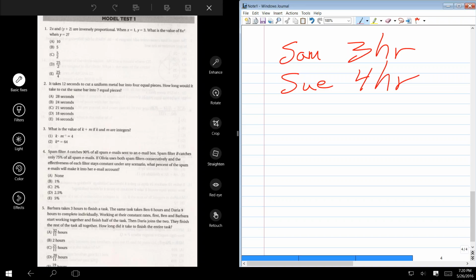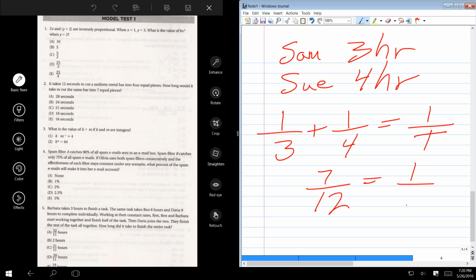It's analogous to having resistors in parallel. So you're going to go 1 over 1/3 plus 1 over 1/4. Well, actually, it's 1 over 3 plus 1 over 4 equals 1 over the time. If you add those two fractions, you get 7/12 equals 1 over time. So the time must be the reciprocal of that, 12/7.